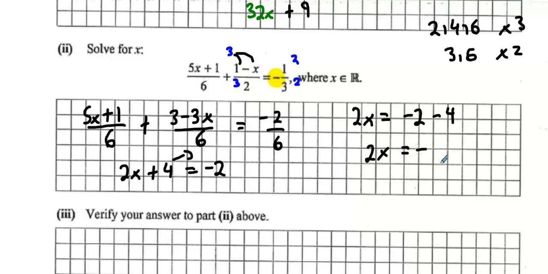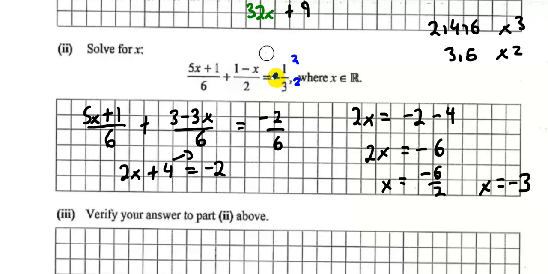2x equals minus 6. Divide minus 6 by 2. And x equals minus 3, everybody. Okay, so that's minus 3.